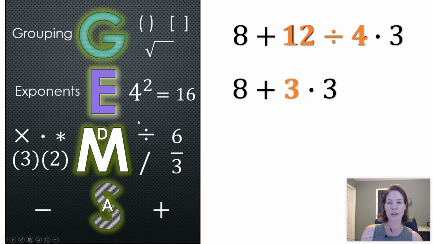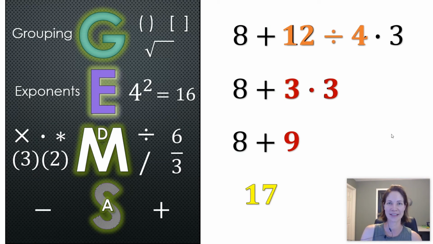So now we have to do multiplication before addition because multiplication comes before addition in order of operations. 3 times 3 is 9. Simplify our addition, and we're done with an answer of 17.